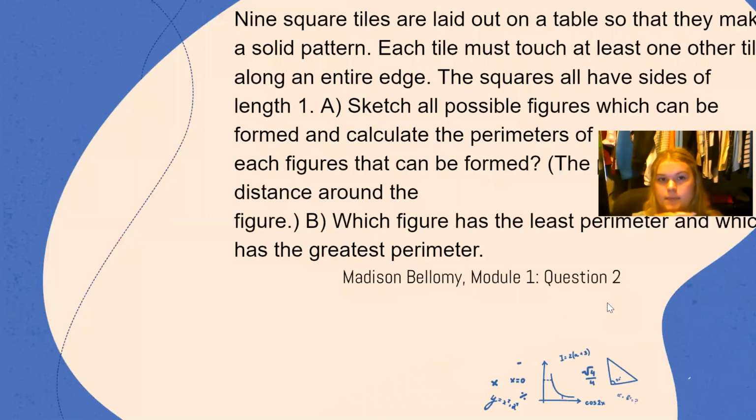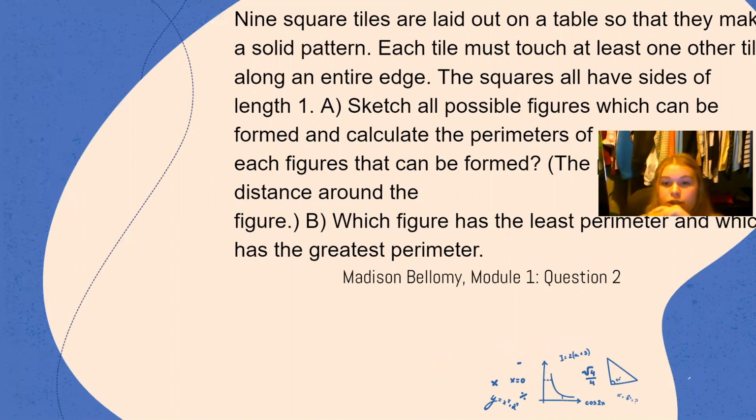Okay, question 2. Nine square tiles are laid out on a table so that they may make a solid pattern. Each tile must touch at least one other tile along an entire edge. So if one tile is here, another tile has to be touching it completely on another edge. The squares all have a side length of 1. So that's a good thing to measure by. We have a whole number.